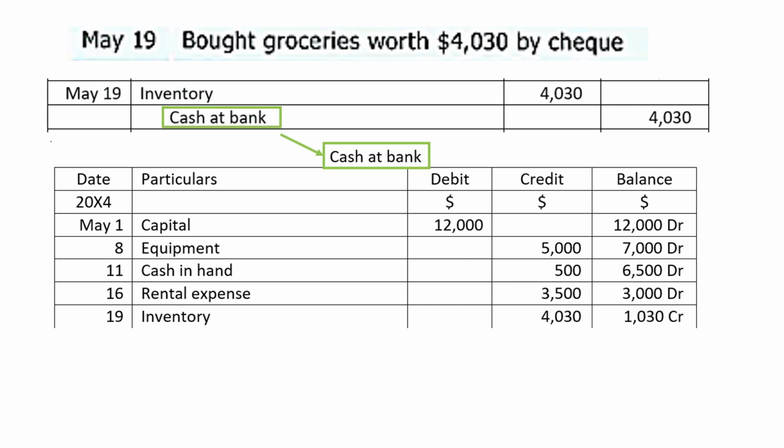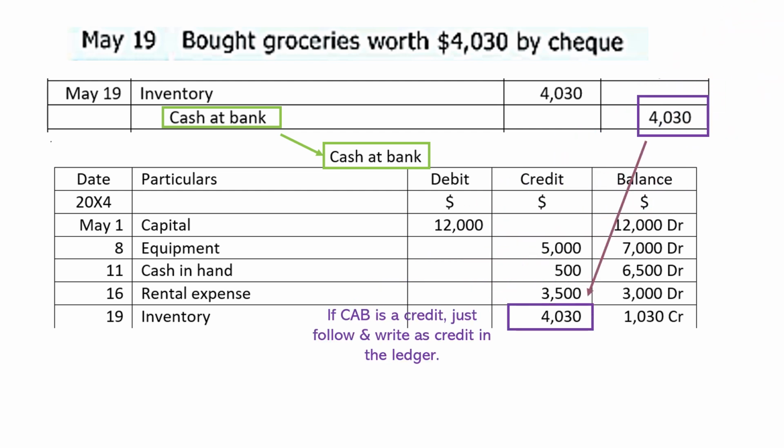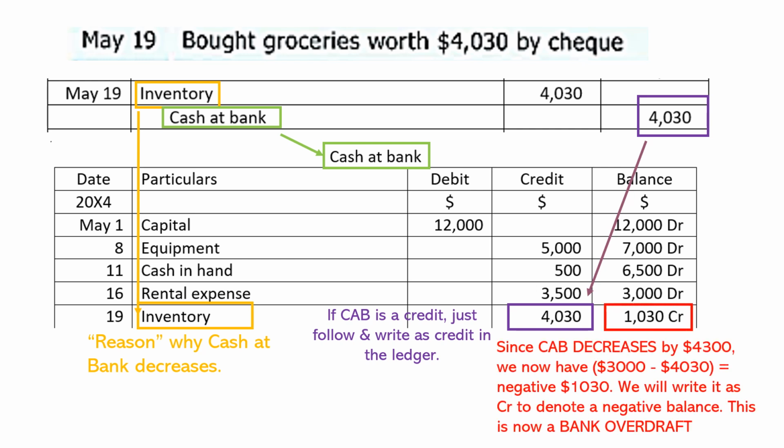So again, the story is all about cash at bank, and we are going to just do the brainless thing again, which is, since 4,030 is on the credit side, we will still write on the credit side for the ledger. And we are going to look at the reason why we are losing money or why we are paying money. So that is because we bought inventory. So that is the reason. Okay. Now let's have a look at the balance.